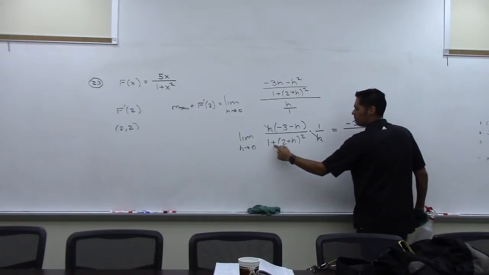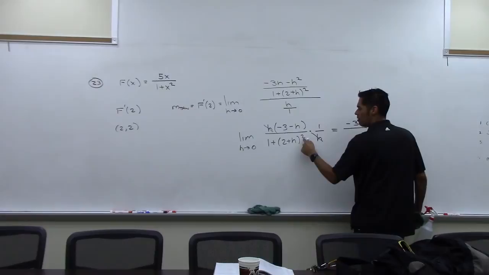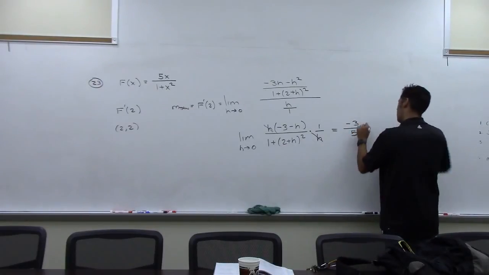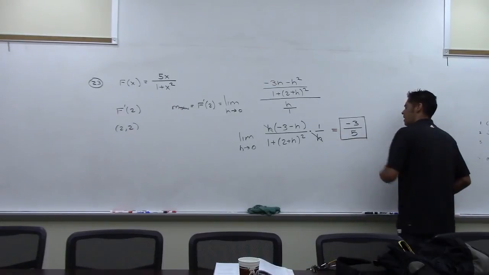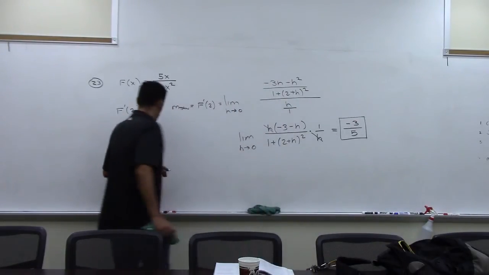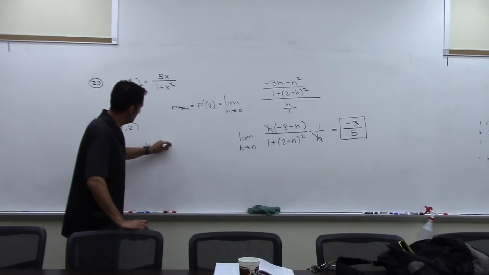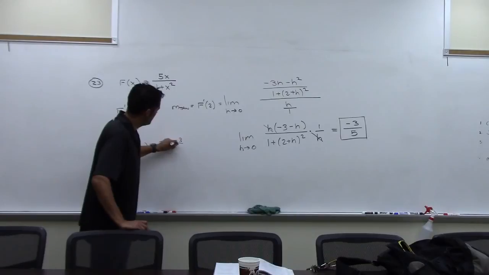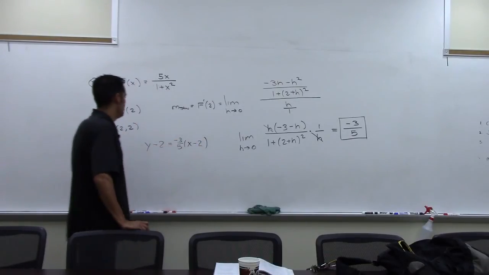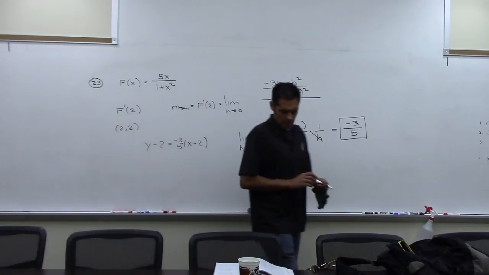And then I have 1 plus, now if this is 0, this is just a 2. 2 squared is 4. So 4 plus 1 is 5. So negative 3/5 is my slope of my tangent line. So now the equation, y minus y1 equals m, negative 3/5, times x minus x1. And then you could solve for y if you wanted to. All right.